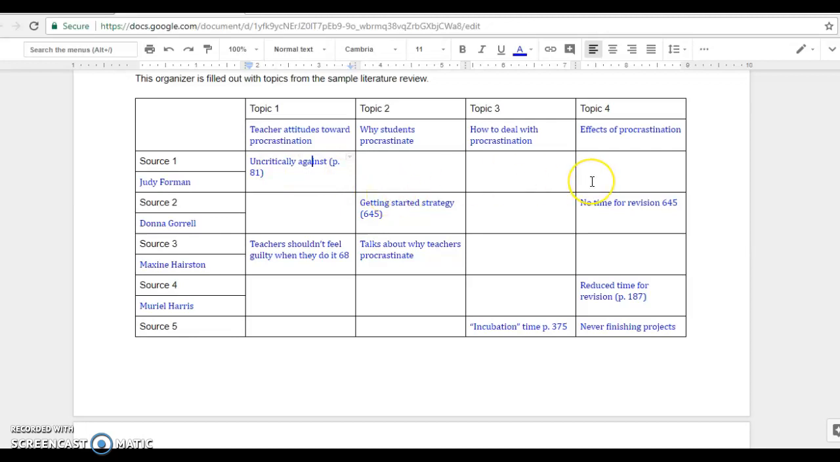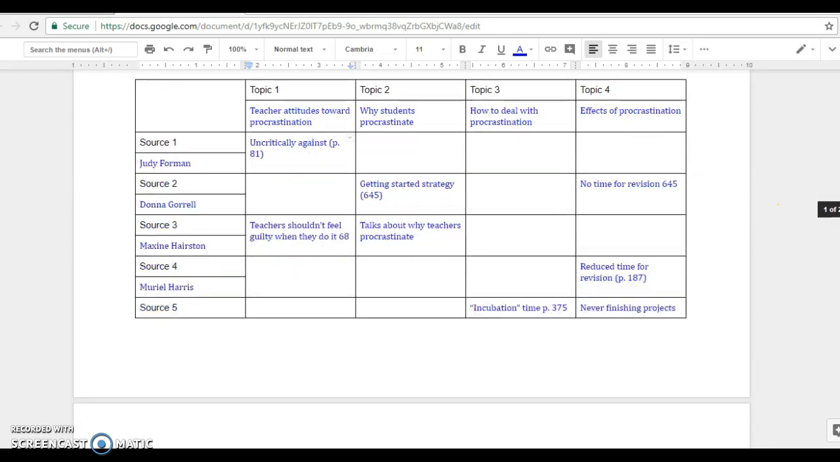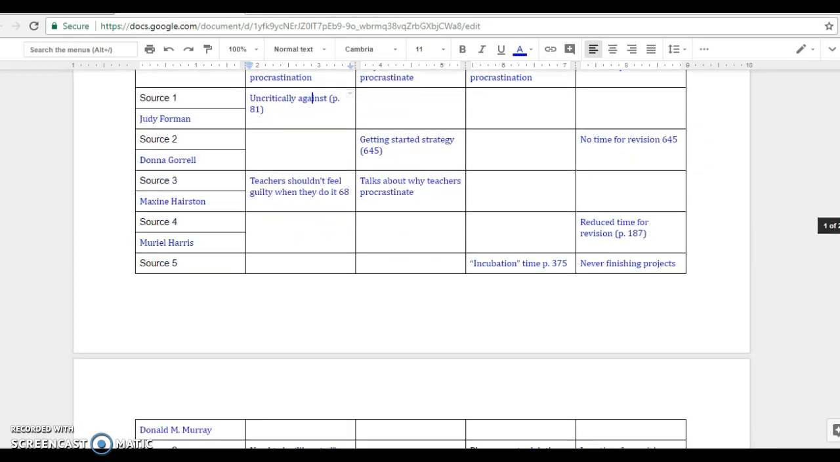I have a lot of blanks here. That's totally fine. All that means is that Judy Foreman has information about this topic, but not these topics. If your source only has information about one or two of the topics you're going over, that's fine. You really only need one or two, or three sources on each of the subtopics you're covering.